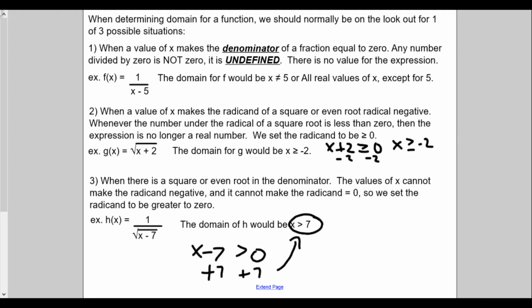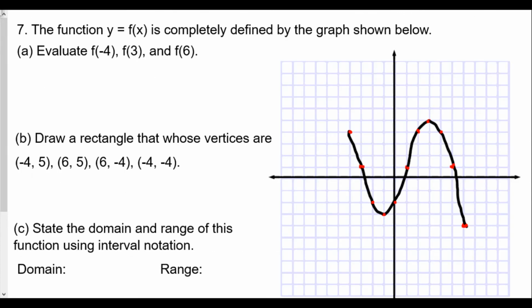It's full screen again. So here, the function y equals f of x is completely defined on the graph shown below. And I apologize, I don't have a stylus. I've got to figure out how to find one that will work for my computer, so it kind of looks a little ugly. But I did plot the points, so we can look at those values. We want to evaluate f of negative 4, f of 3, and f of 6.